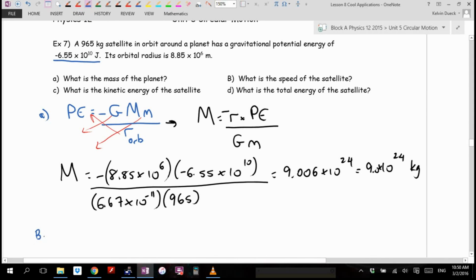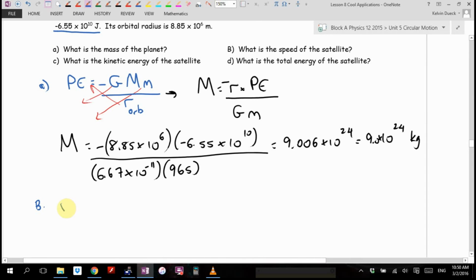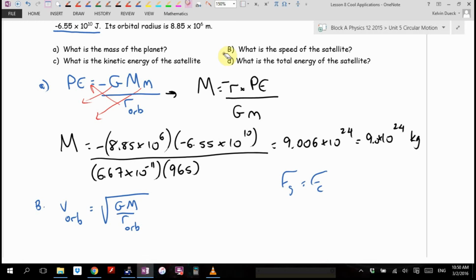What does B want me to find? Quinn, what does B want me to find when you're done yawning? I think it wants me to find V orb, which I think was the square root of big G big M over R orb. Is that right? I'm going from memory. This was the one where we said gravity is what's pulling me in a circle. We derived it. Are we okay with that? I'm cutting corners just to save time, but you guys are good with that one?